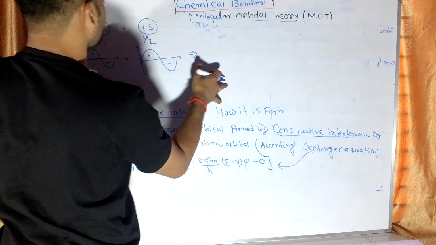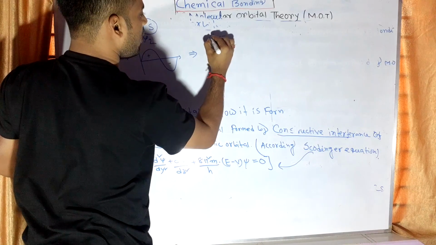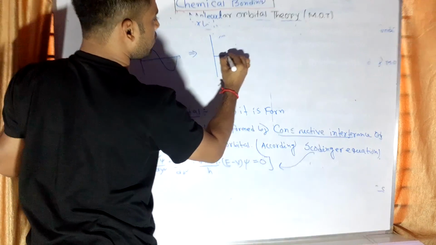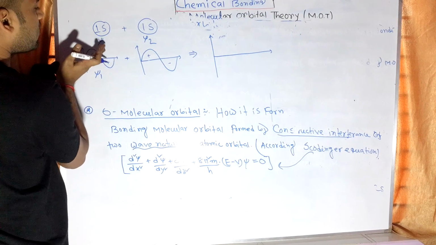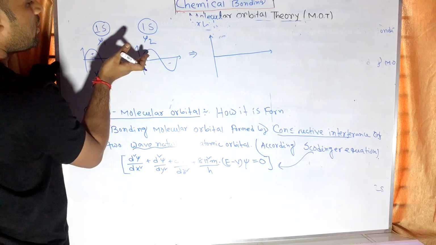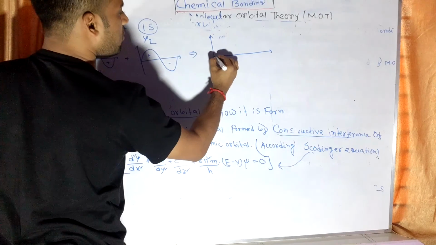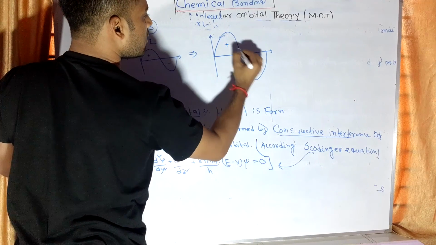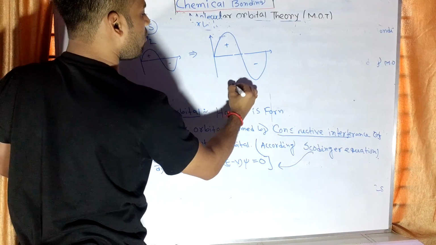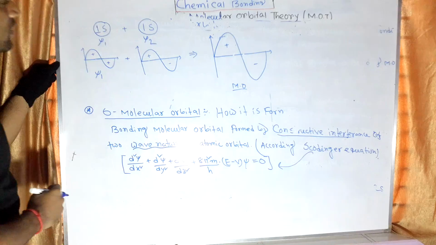When two waves overlap in the formation of a molecular orbital, the waveform is plus along the y-axis, and the two plus amplitudes add, so the resultant plus amplitude increases. The graph also increases, and the resultant negative value also increases. This is the molecular orbital wave function graph, plus and minus.